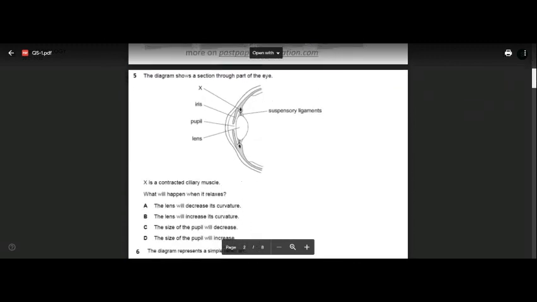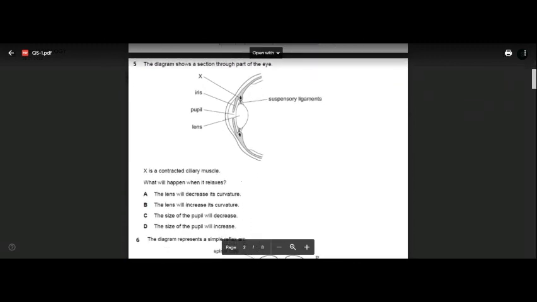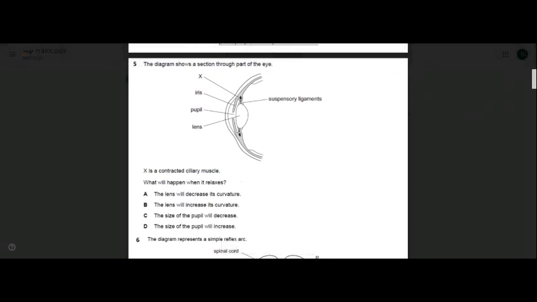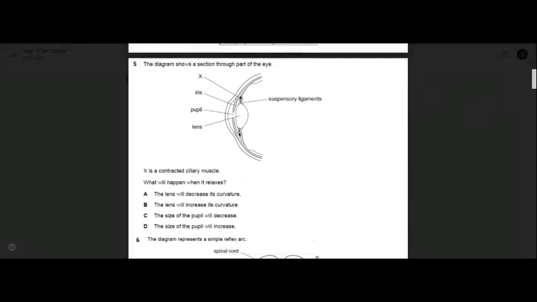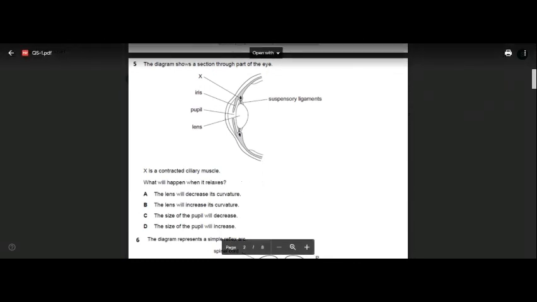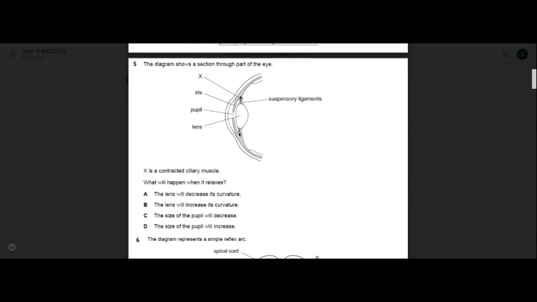Understand? Terrible. Question number five, again, the diagram of the eye. We've got iris, pupil, and then the lens, and also the suspensory ligaments that control the size of the lens. And let's see, X is a contracted ciliary muscle. X, okay, ciliary muscle. What happens when it relaxes?